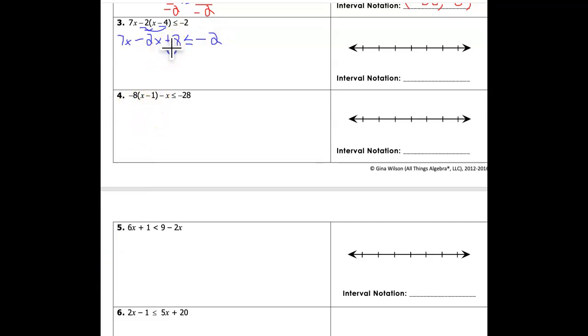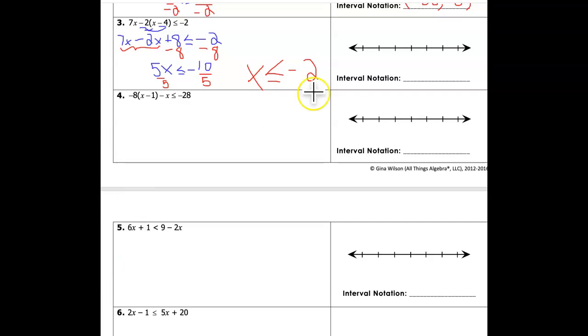So again, I'll move my 8. Since it's positive, I'll subtract it from both sides. And then at the same time, we'll go ahead and we'll combine our like terms here. 7x minus 2x will give us 5. So 5x is less than or equal to negative 10. And then our final step, we're going to divide both sides by 5. So now we have x. I didn't divide by a negative, so I leave my sign, less than or equal to negative 2.